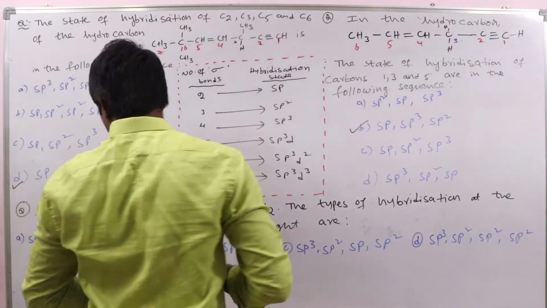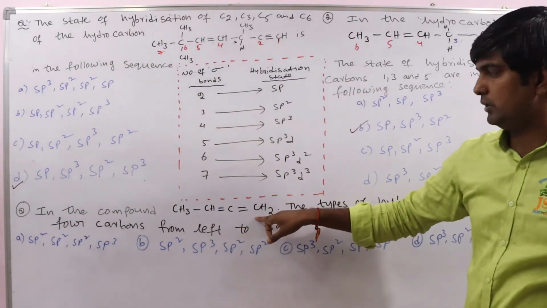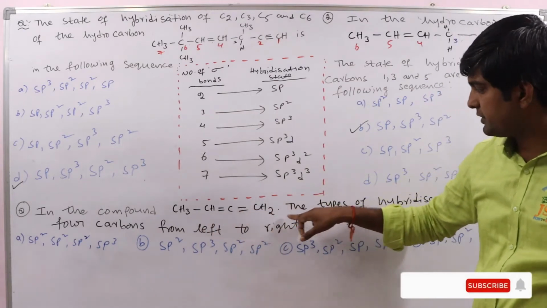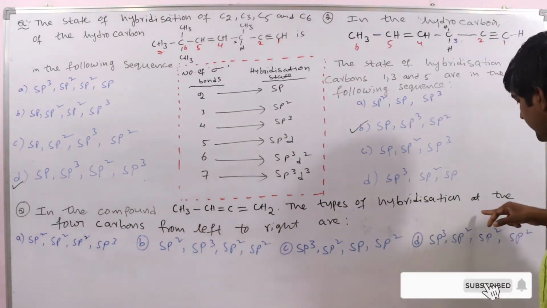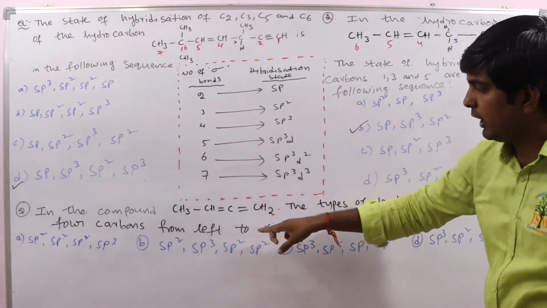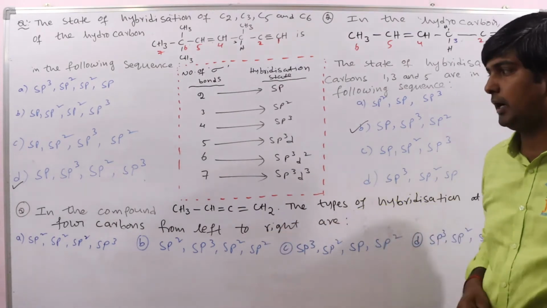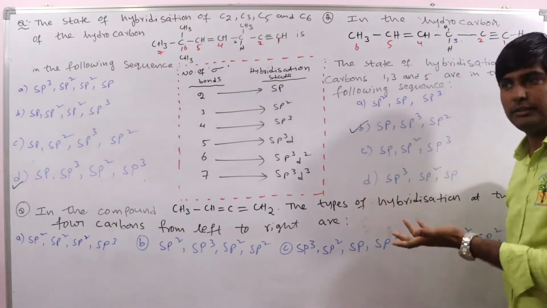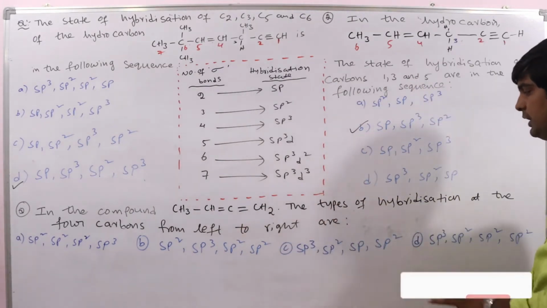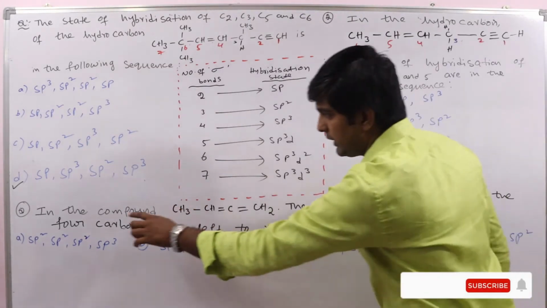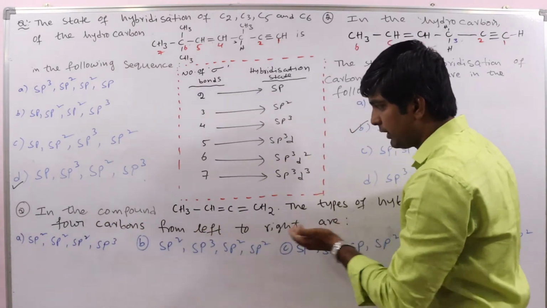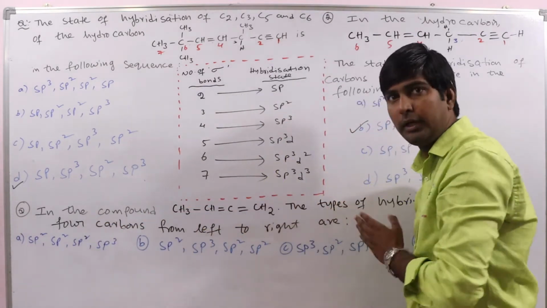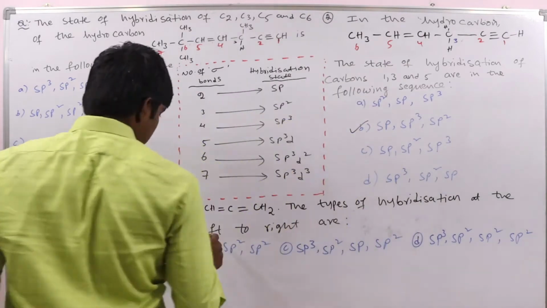Next, a compound is given. The types of hybridization at the 4 carbons from left to right are. One compound is given. We have to identify again the same thing, only the molecule is changed. The type of hybridization at the 4 carbons from left to right. See here, you must be careful with this.